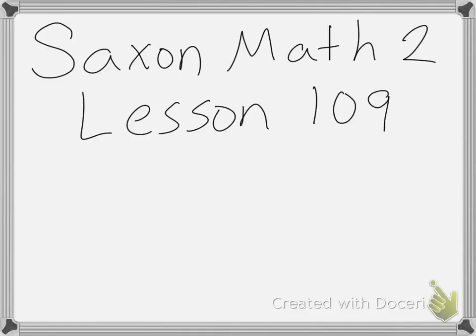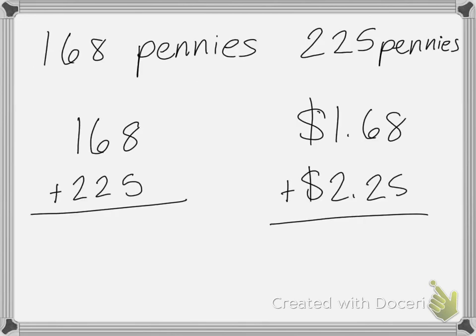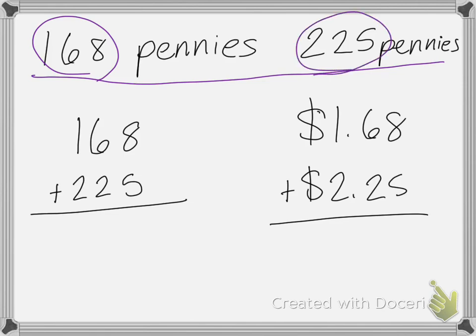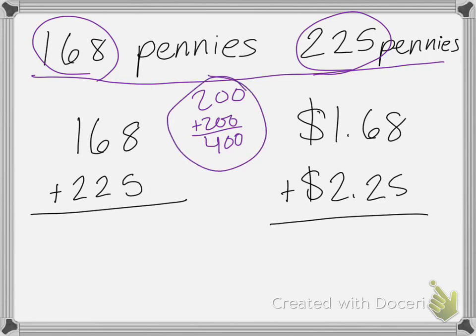Today's lesson is lesson 109, adding three-digit numbers and money amounts and estimating sums. Here I have 168 pennies and 225 pennies. How many pennies do you think we have altogether? Well, if I look, 168 and 225 are both close to the number 200. So if I did 200 plus 200, I'd end up with 400. So I should have about 400 pennies.